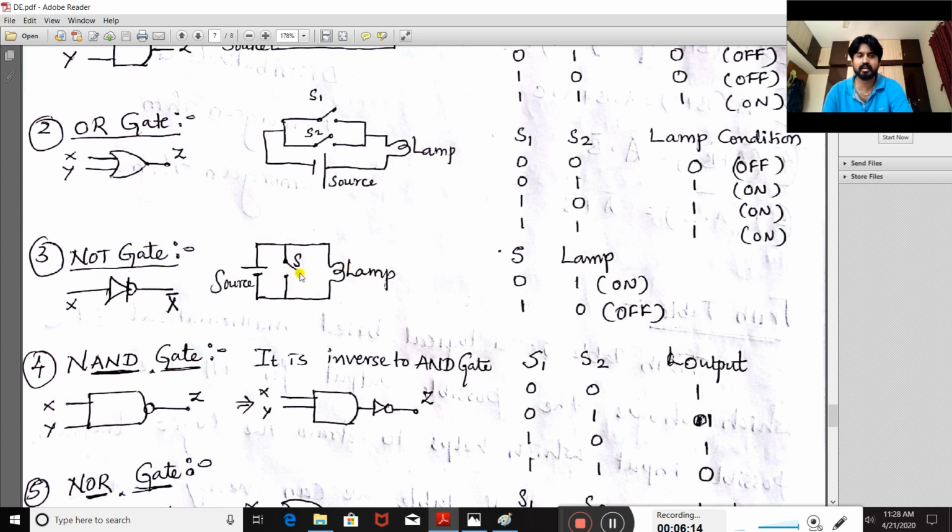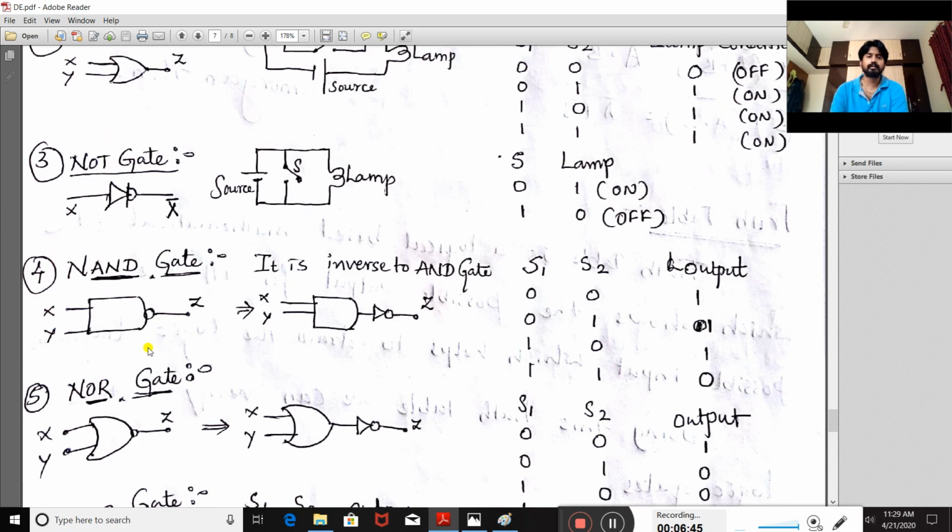Suppose you close this circuit, then it becomes a short circuit. Short circuit means very low resistance, ideally 0, while the lamp has some resistance. What happens? All the current will flow through this path only. Very small current will flow through the lamp, and that does not glow the lamp. Hence, in the closed condition, the lamp will not glow. In the open condition, the lamp will glow. This is the example for the NOT gate.